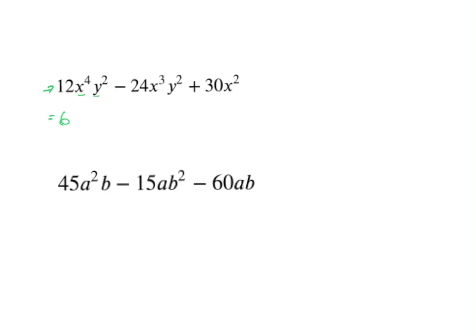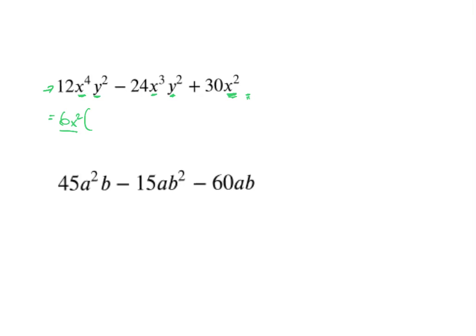This expression has x's and y's, so I'm going to have to look at those separately. If I look at the x's, here I've got x to the 4, here I have x to the 3, and in this term I've got x squared. So the lowest exponent wins, so it'll be x squared. Then I have to also look at the y's. Here I've got a y squared, I have a y squared here. Oh, but I actually don't have a y squared in the last one. So we can't say it's common. It's not a greatest common factor because there is no y in the last term at all. So my greatest common factor will actually just be the 6x squared.